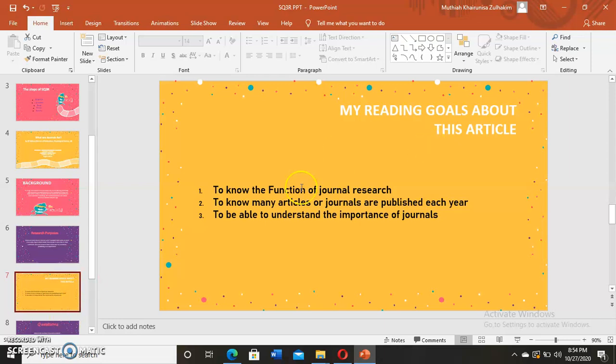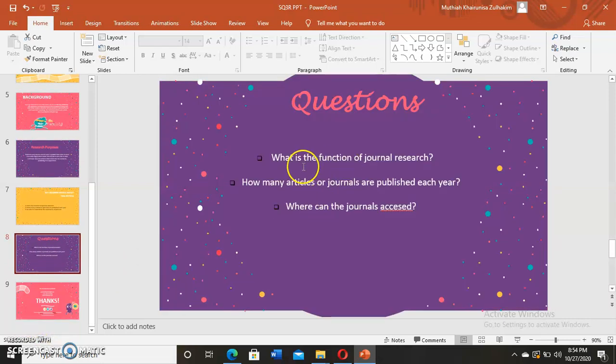After I make my reading goals about this article, of course, I make questions. And these are my questions. Number 1, what is the function of journal research? Number 2, how many articles or journals are published each year? Number 3, where can the journal be accessed? Okay, we can find the answer to the first question.